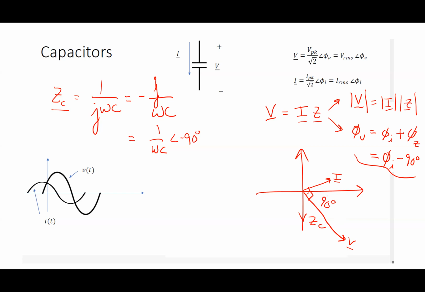Now, why did I go that direction backwards? If this is I, why did I do V in that direction? Why not 90 degrees the other way? Because it's a negative, right? And negative is the clockwise direction when we're looking at angles.